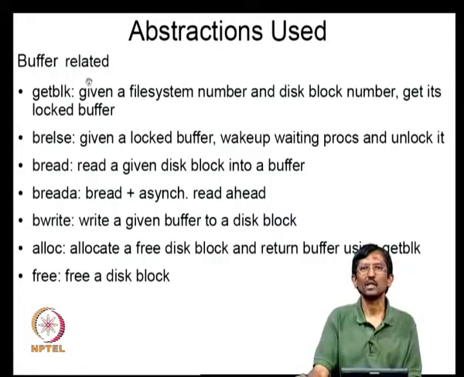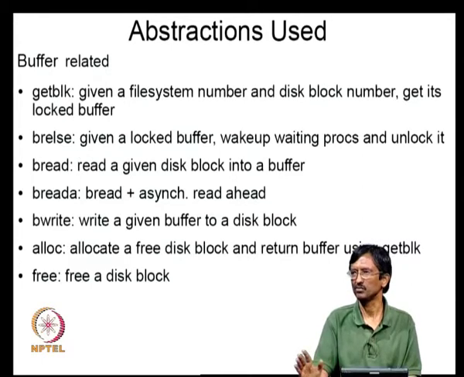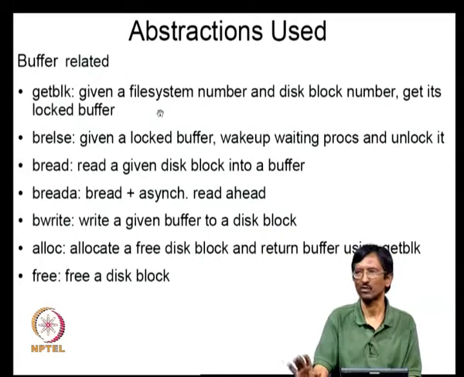Typically, it turns out these file systems are fairly complex beasts, because as I told you, they interact with lots of things. So, the way they reduce the amount of complexity is by using abstractions systematically, so that it becomes slightly easier to manage. The abstractions are typically buffer related, inode related, kernel related, and so on. These abstractions make the writing of the file system slightly simpler.